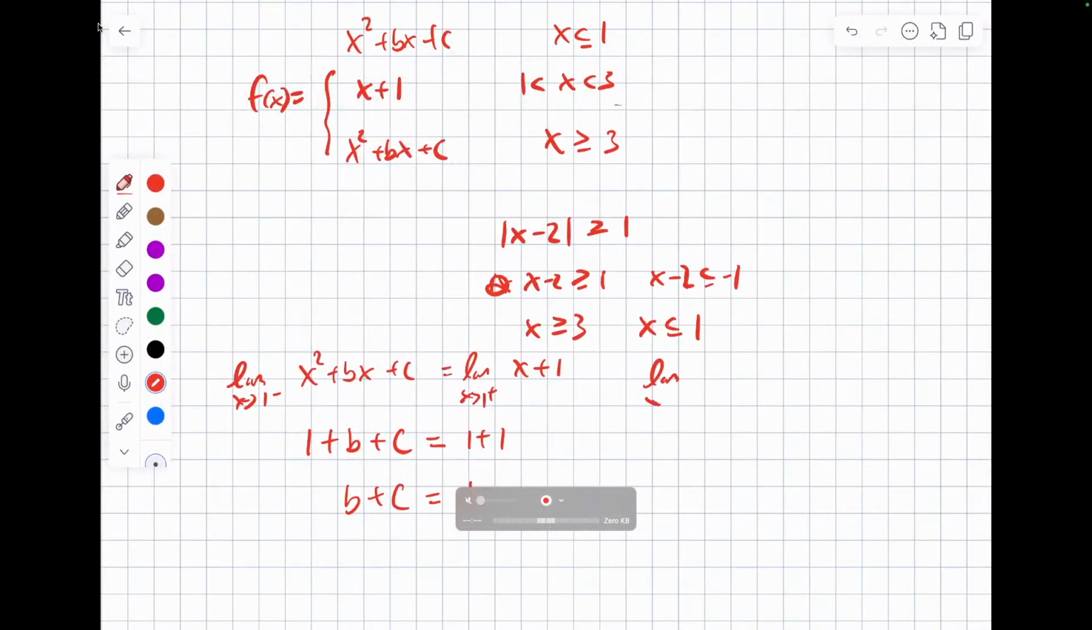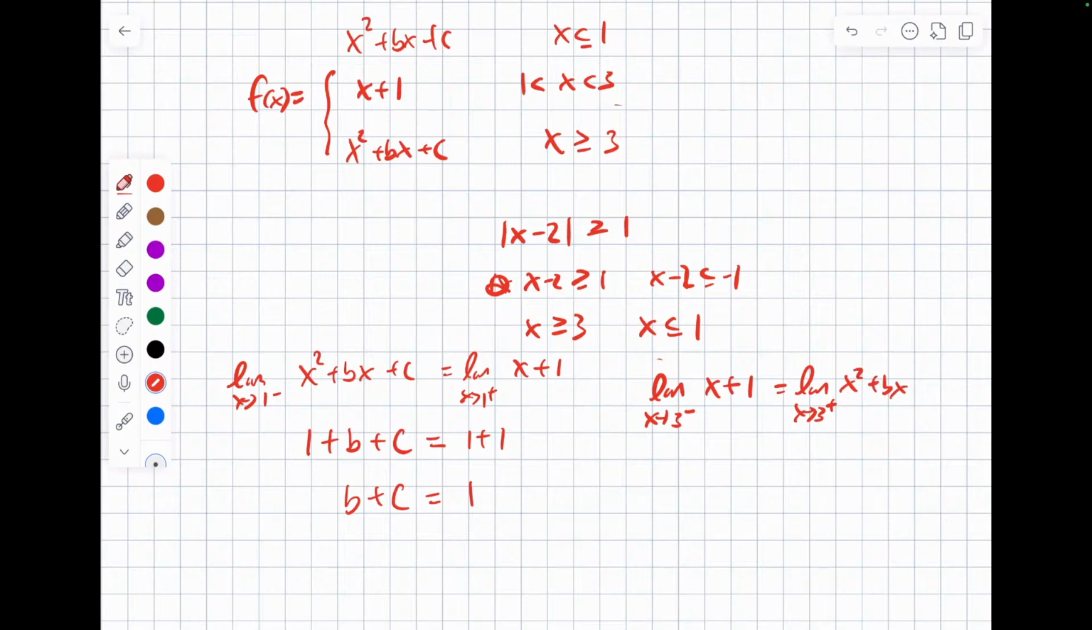You're going to say the limit as x approaches 3 from the left of x squared plus b, from the right, sorry. I'm going to redo that again. So I'm going to say the limit as x approaches 3 from the left is going to be x plus 1, right? And it's equal to the limit as x approaches 3 from the positive side of x squared plus bx plus c. Is that okay? Am I going too fast? 3 from the left side and 3 from the right side. You want them to connect, because that's the only way to make it continuous.